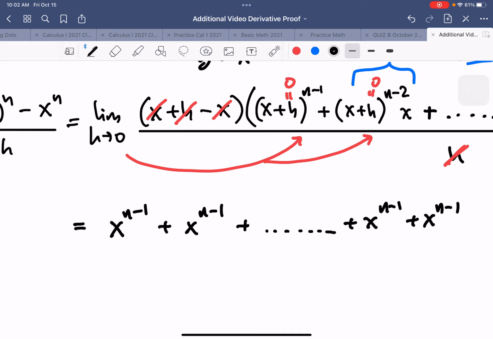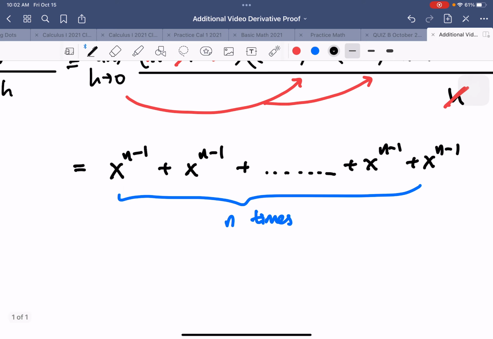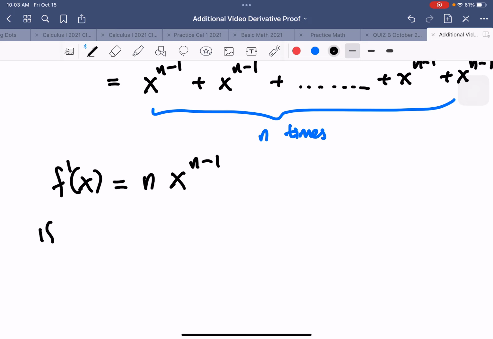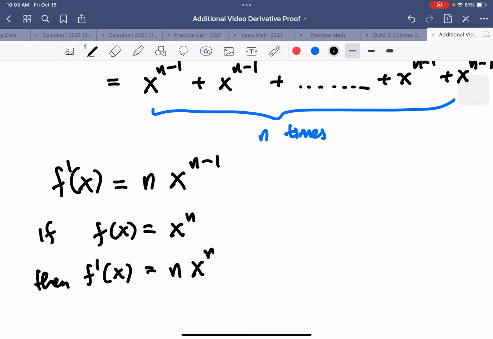And how many of that x with the power of n-1? This will be n times. So we can make a conclusion that f'(x) will be equal to n x^(n-1). So this proves that if f(x) is x with the power of n, then f'(x) will be n x with the power of n-1.